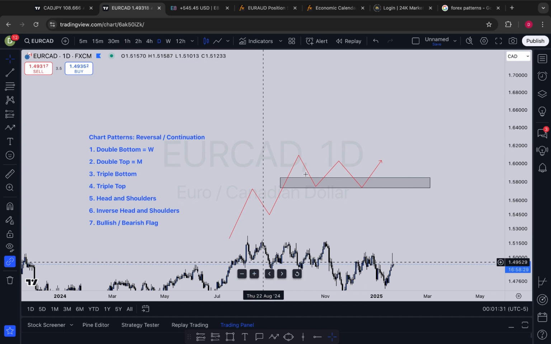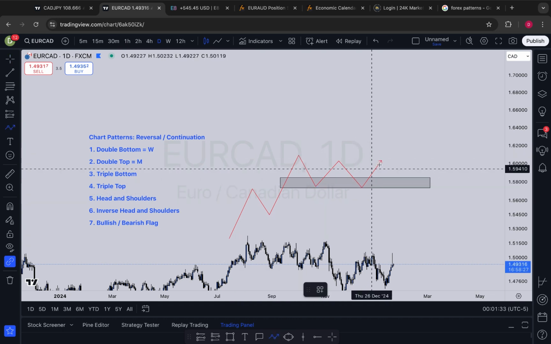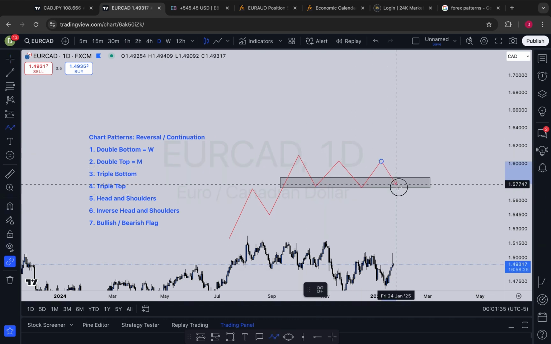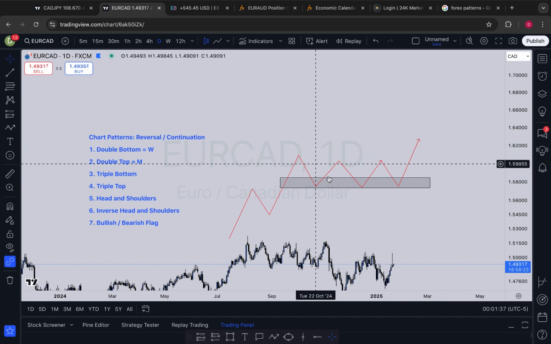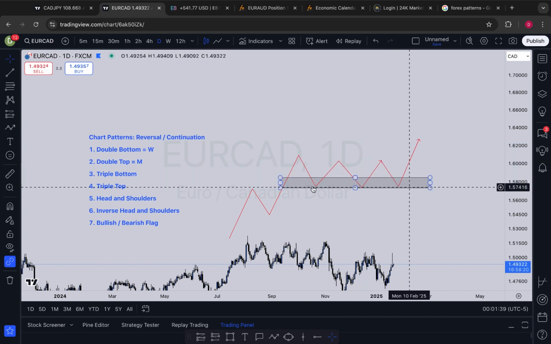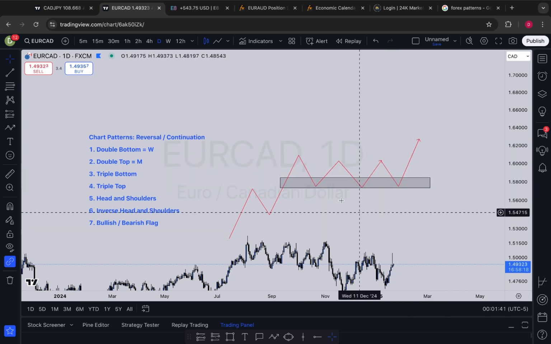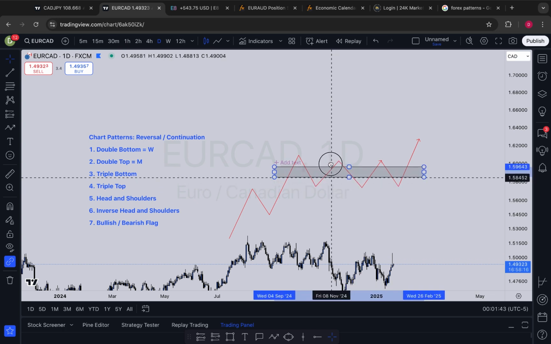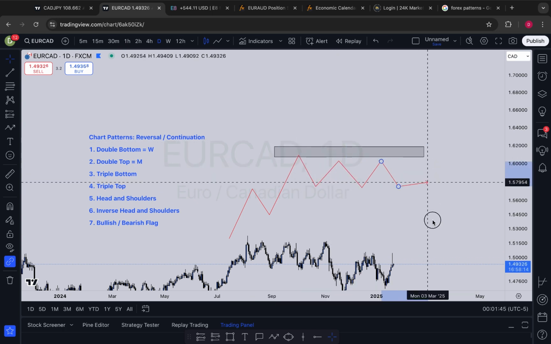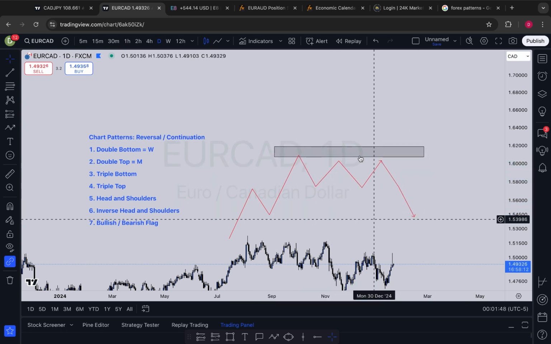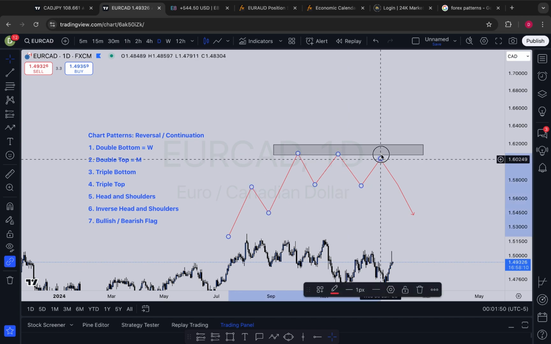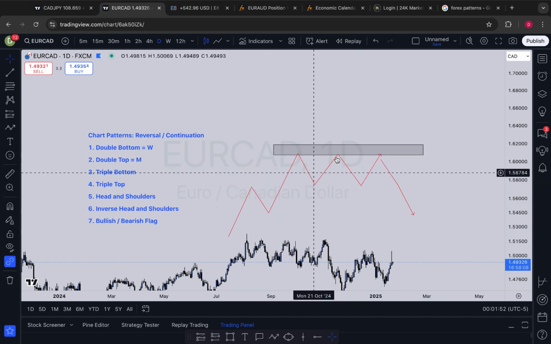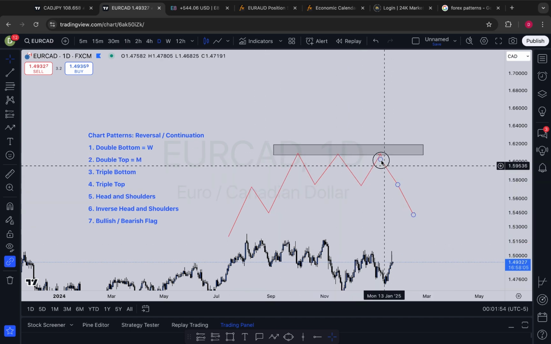Going on to triple bottoms, it's the same thing, just one more tap right here. Boom, boom. 1, 2, 3. Triple bottom. Triple top, same exact thing. Let's move this like this. Same exact thing. Just like that, right? Boom, boom, boom, boom. This is more so a reversal.